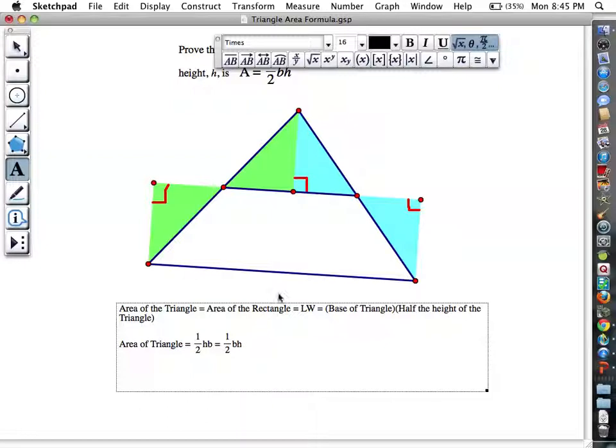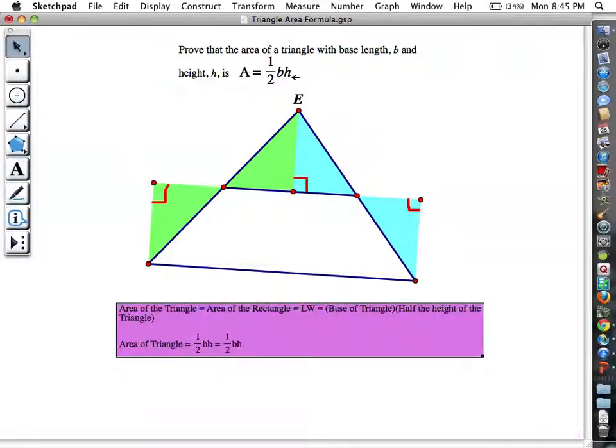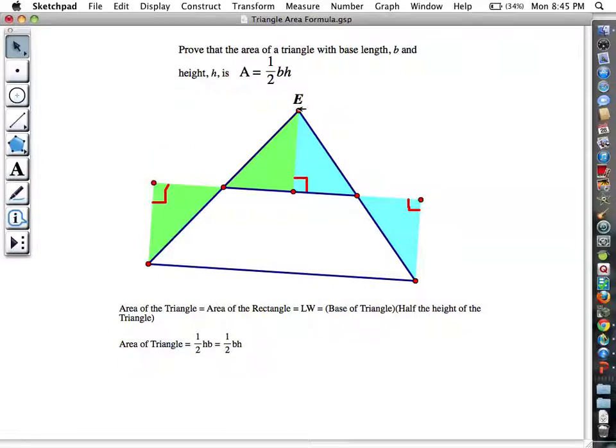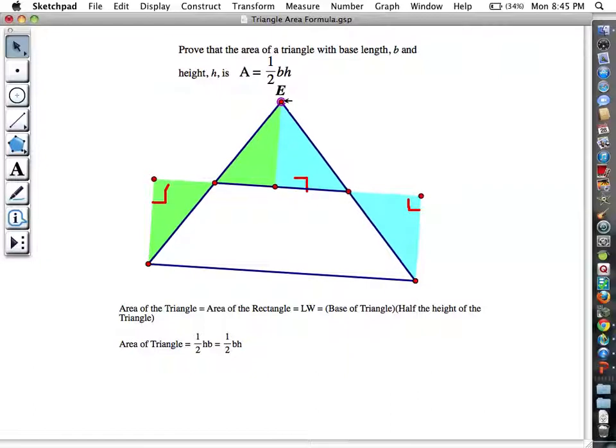So we've proven in this situation that the area of a triangle is the same as the area of a rectangle with half of its original height, but having the same base as the original triangle. So the formula is actually true, as we knew it was. And if we want to see if this is true under other conditions, we can drag this around and show that it's also true, no matter what, you get that nice relationship.